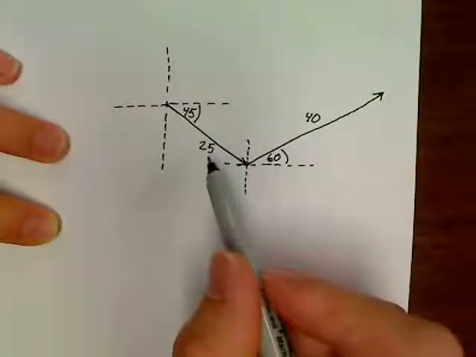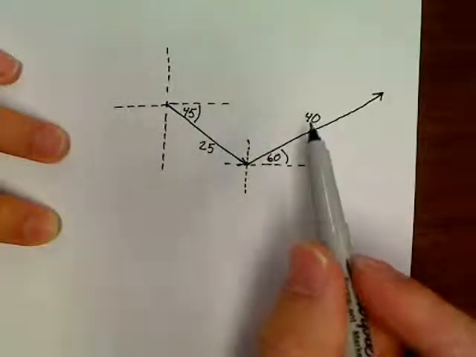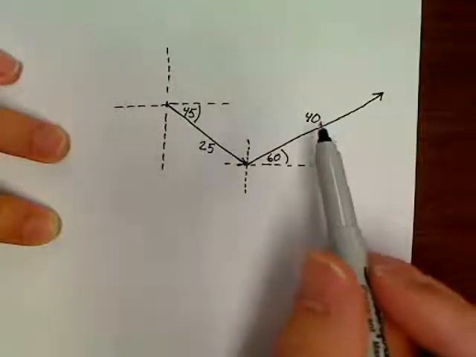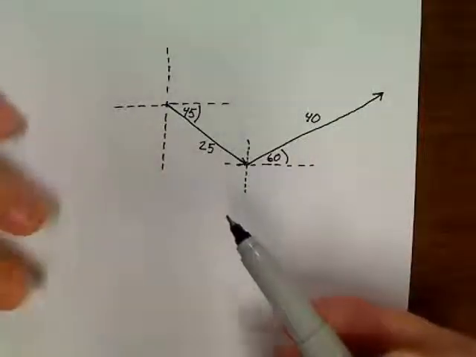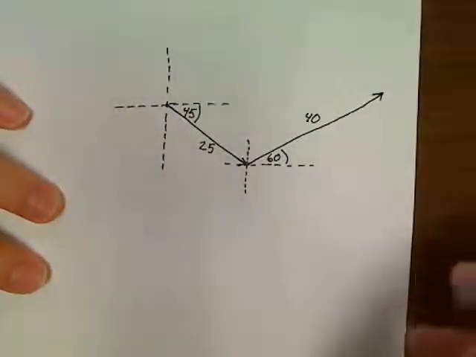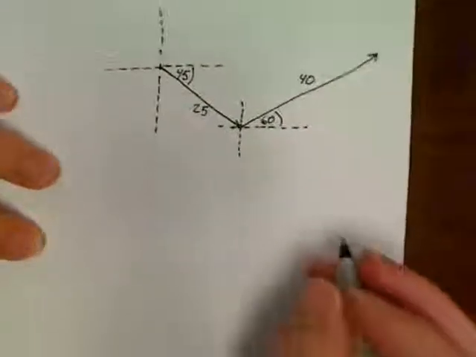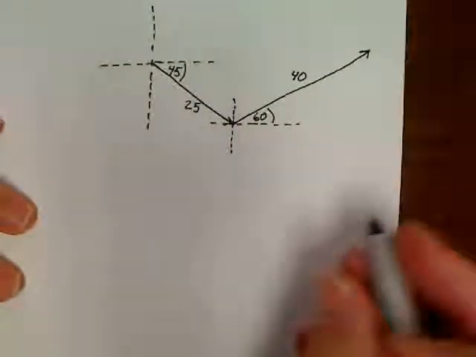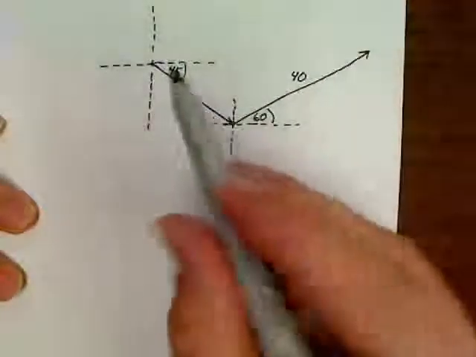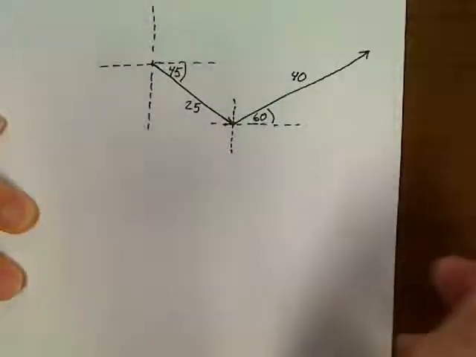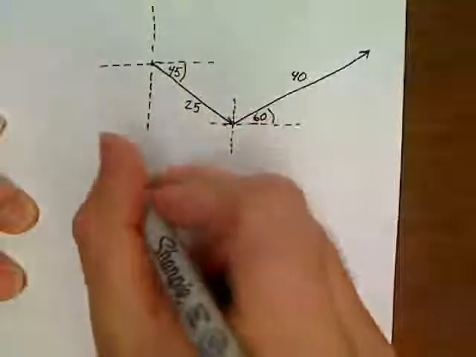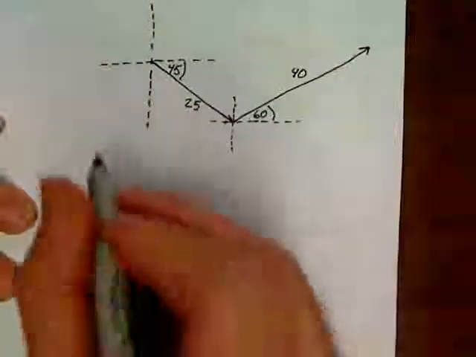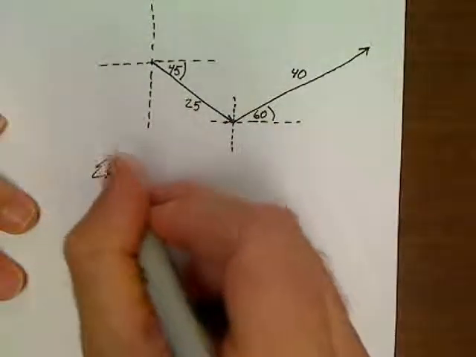But the big thing we're looking at is the fact that we've got two vectors, this 25 and this 40 vector over here. So let's see what we can figure out here. From this picture, we can go ahead. If you get good, you can get to where you don't even have to draw these pictures. You could just read it and do a sum of the X and a sum of the Y. But let's go ahead and do a sum of the X.